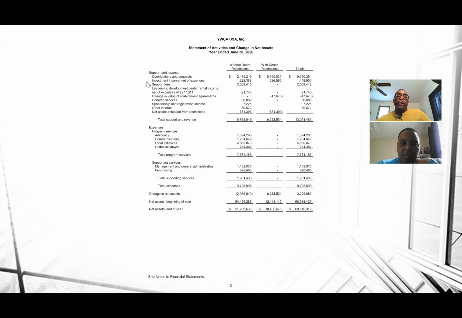But you see, here's contributions. Nonprofits have investment income because they invest excess cash into investments.